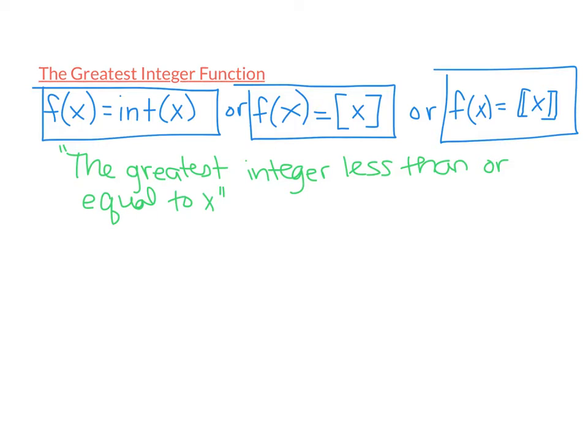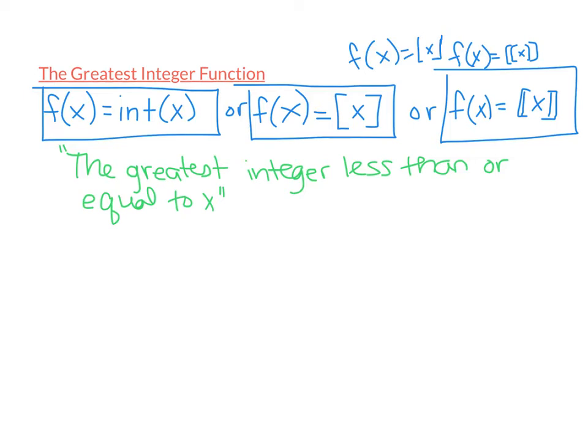The first one is int of x. The second one is x with brackets around it. Occasionally you're going to see it written in a third way, where it looks like there's an absolute value inside a bracket. Another similar way is with two brackets. And the last one, there's five ways that I've seen it, is a half bracket where you only have the bottom part of it. Just keep in mind all of these are the same thing. If you get to a college class and you see any of these, it's the greatest integer function.